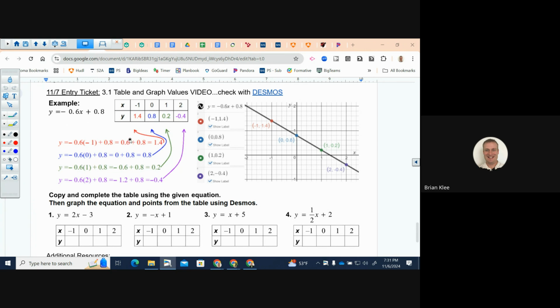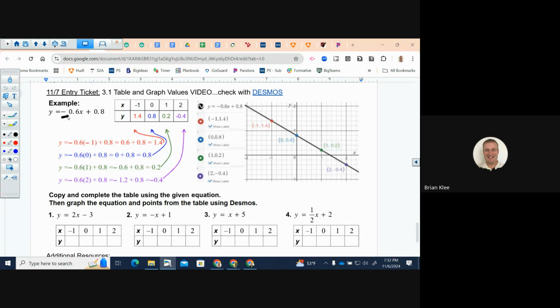If I put in a 0, that's really easy math. 0 times negative 0.6 is 0 plus 0.8, 0.8. If I put in a 1, 1 times negative 0.6 is negative 0.6 plus 0.8 is 0.2. And then lastly, if I put in a 2, negative 0.6 times 2 is negative 1.2 plus 0.8, negative 0.4.